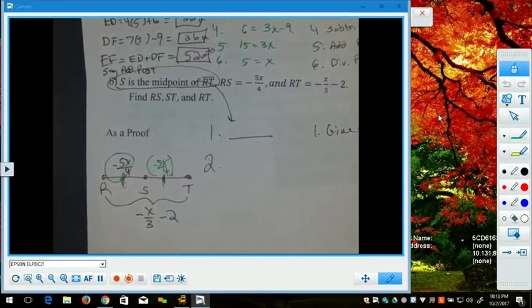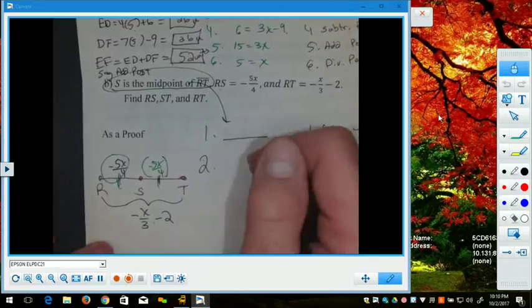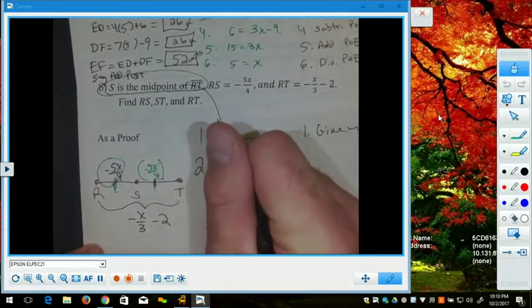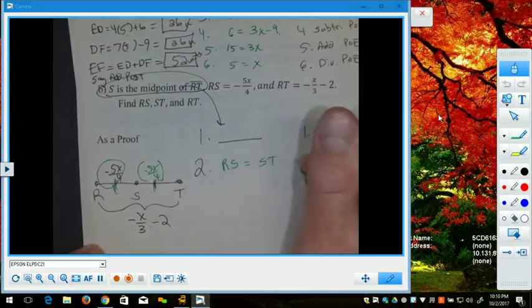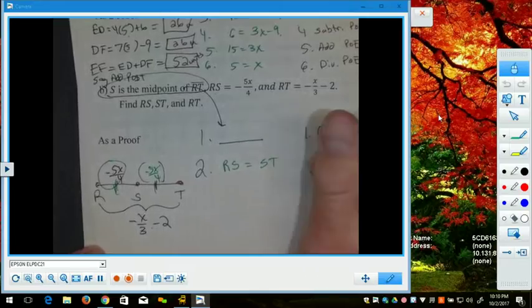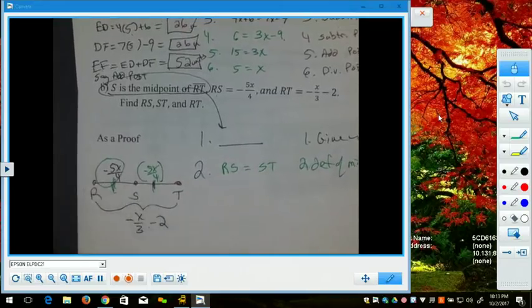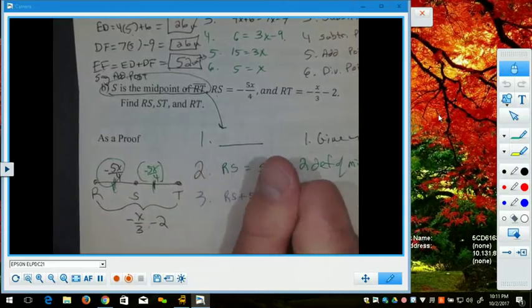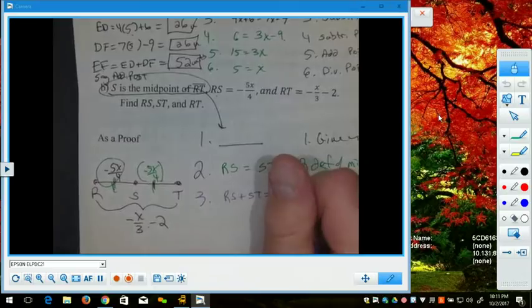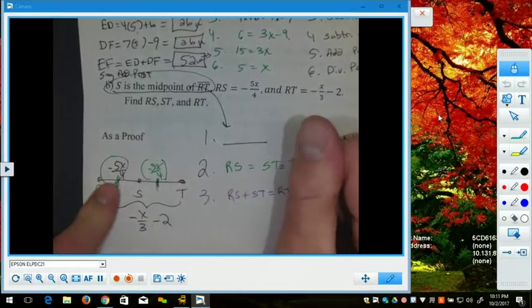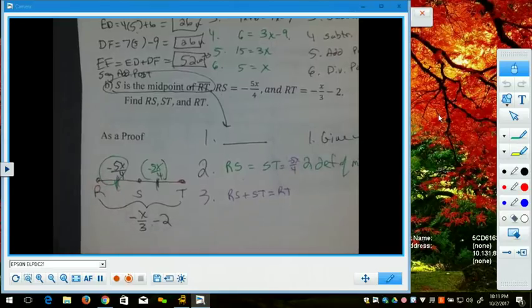If I want to, I could do it that way. So I'm going to have RS equals ST, definition of midpoint. Now, I can't just set them equal because they're the same expression. But I can do RS plus ST equals RT. And notice here, even up here, I could write equals negative 5x over 4 because that was partly given.